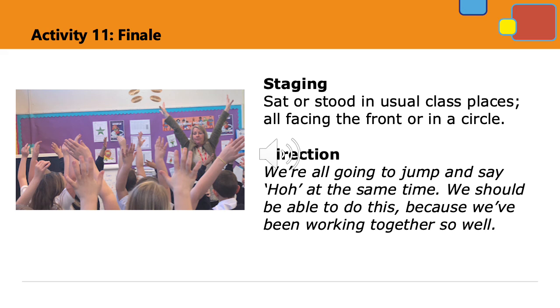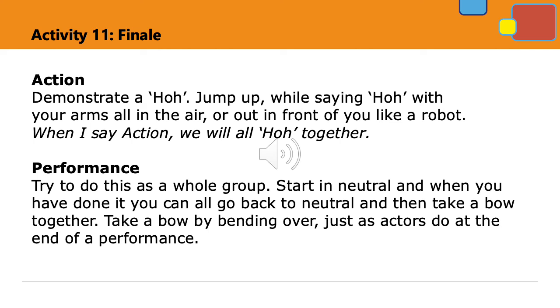Activity 11. Finale. Staging. Sat or stood in your usual class places, or all facing the front, or in a circle. Direction. We're all going to jump and say "ha" at the same time. We should be able to do this because we've been working together so well. Action. Demonstrate a "ha" for your class. Jump up on the spot while saying "ha" with your arms all in the air or out in front of you like a robot. When I say action, we will all "ha" together.